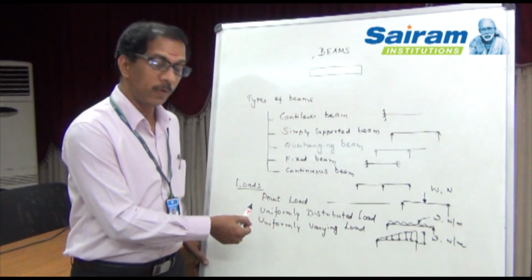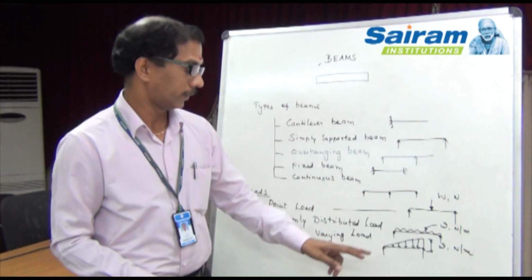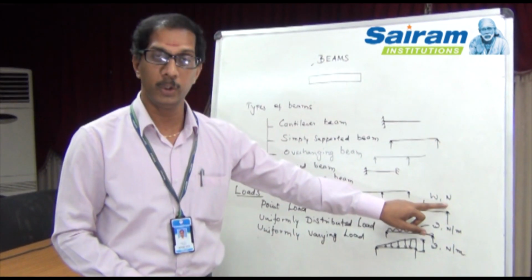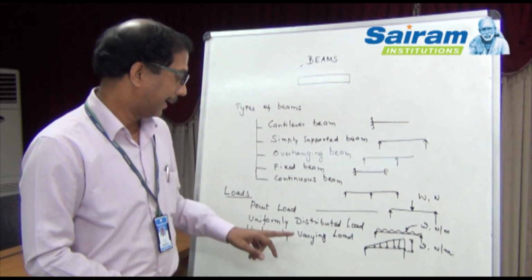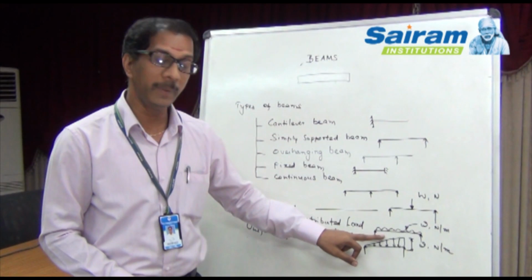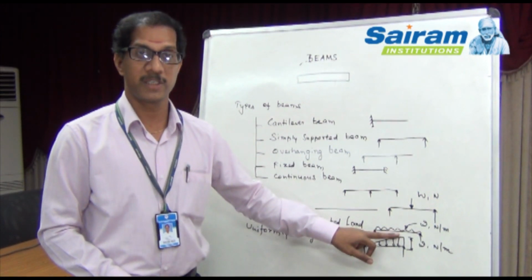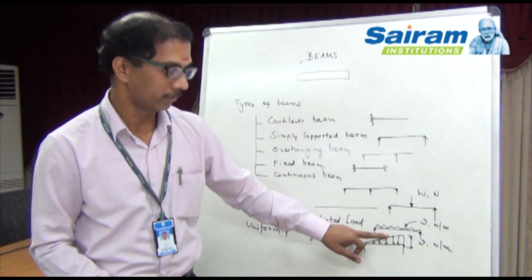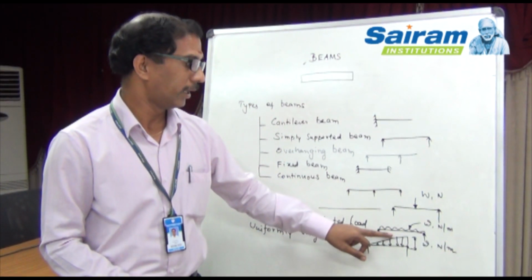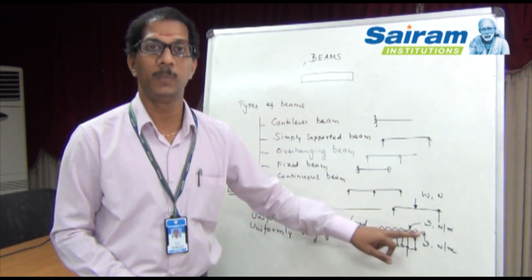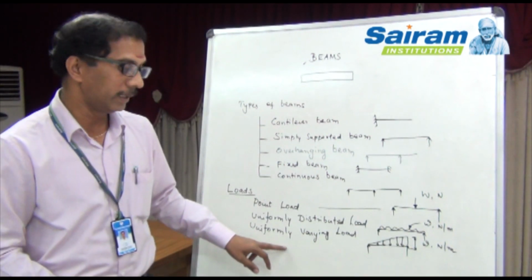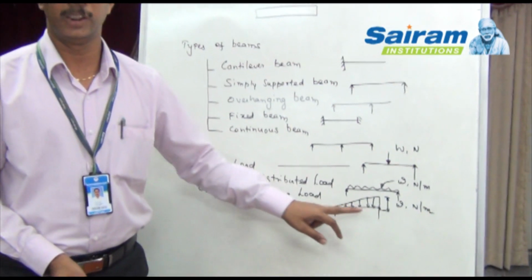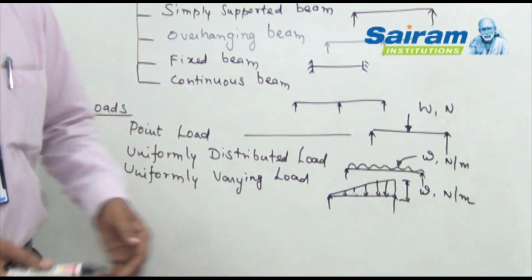And types of loads: point load, which we assume acts at a single point. It is denoted as W and the unit for that load is Newton. A uniformly distributed load is distributed along the length of the beam in such a manner that the rate of loading is uniform along the length of the beam. And for a uniformly varying load, it is distributed along the length of the beam in such a manner that the load varies from point to point.